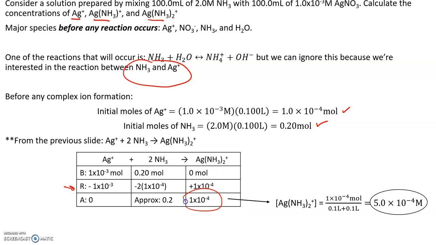Using these moles, we can then figure out the concentration of this particular ion by dividing by your total volume, and you get this. So this answers one of the questions that you're being asked.